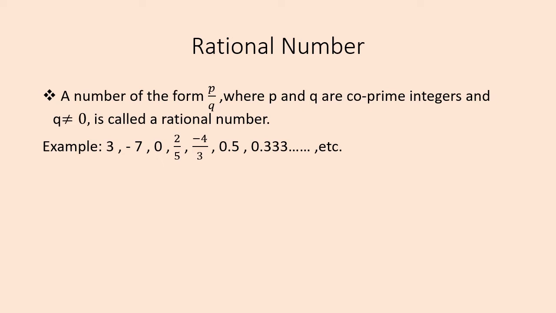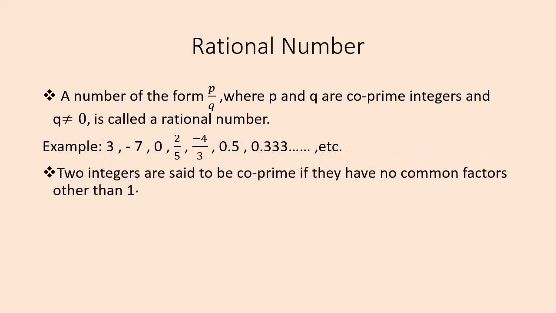That is, all the whole numbers and all the integers are rational numbers, because all the whole numbers can be written in the form p upon q. For example, 3 is a whole number. You can write 3 as 3 upon 1, 3 upon 2, etc. The same way, 0 is a rational number because 0 can be written as 0 upon 1, 0 upon 6, 0 upon 10. So 0 is a rational number.